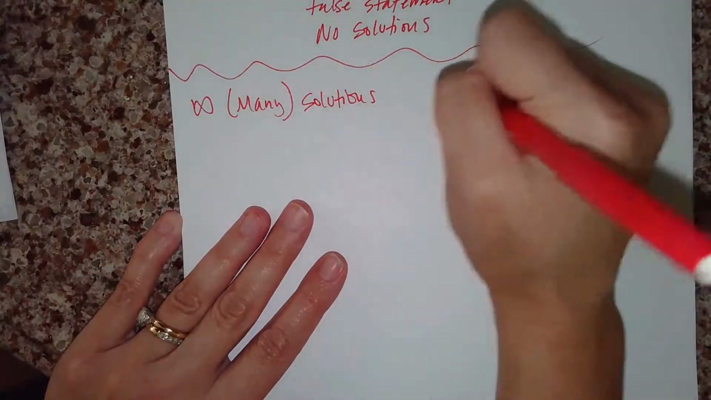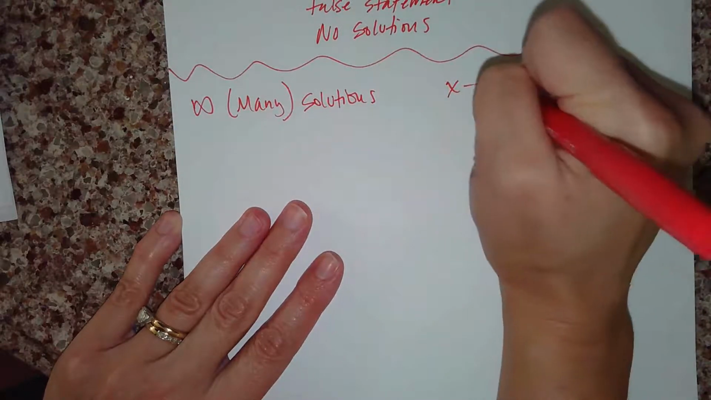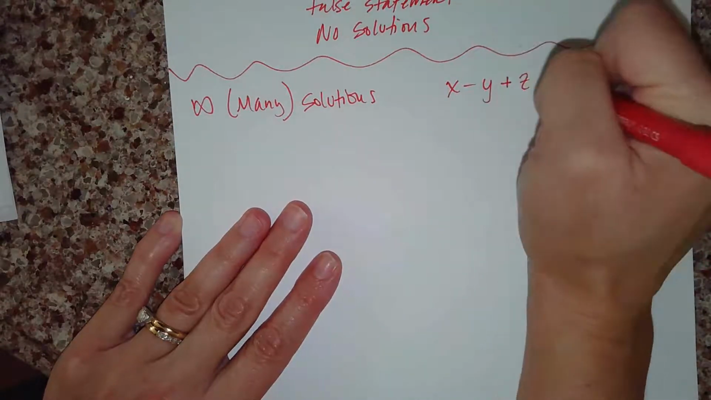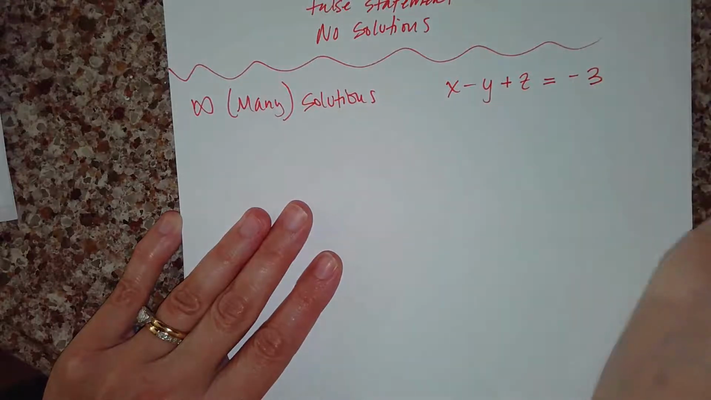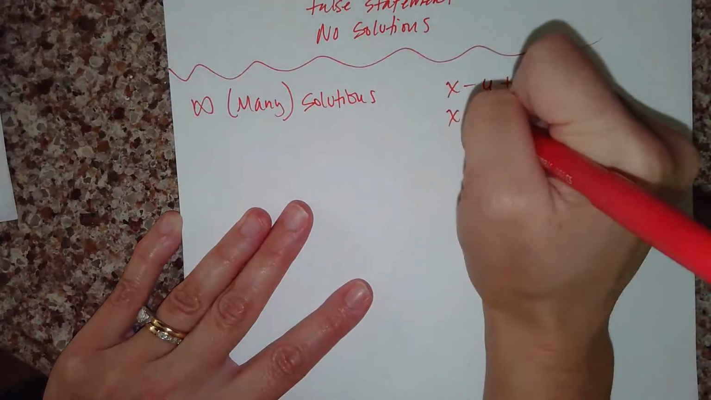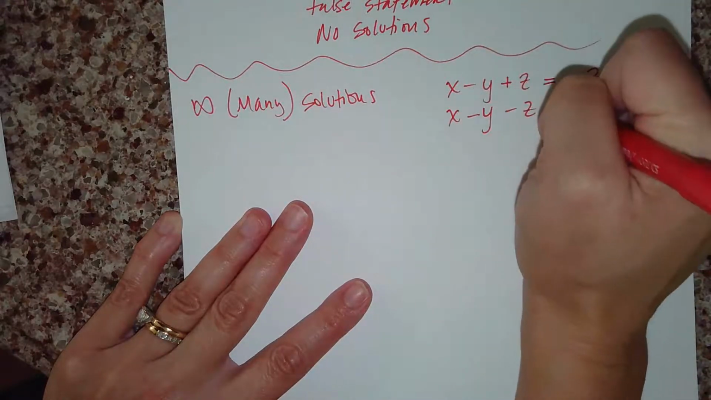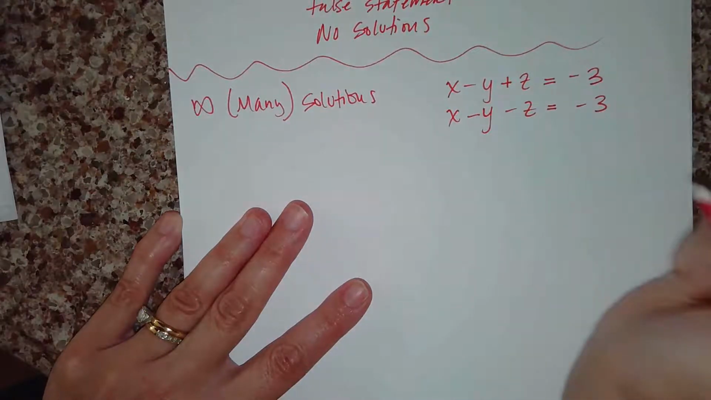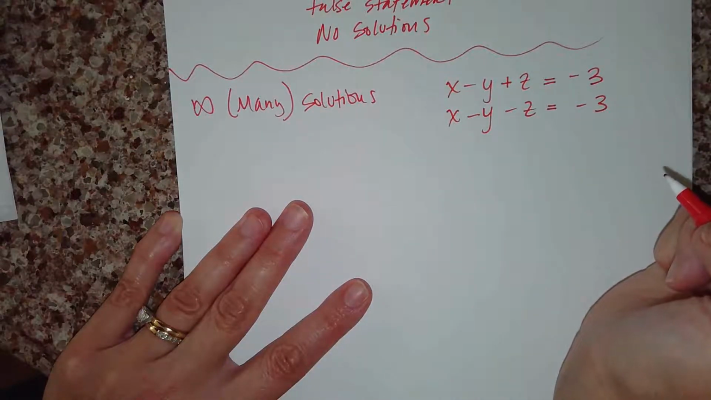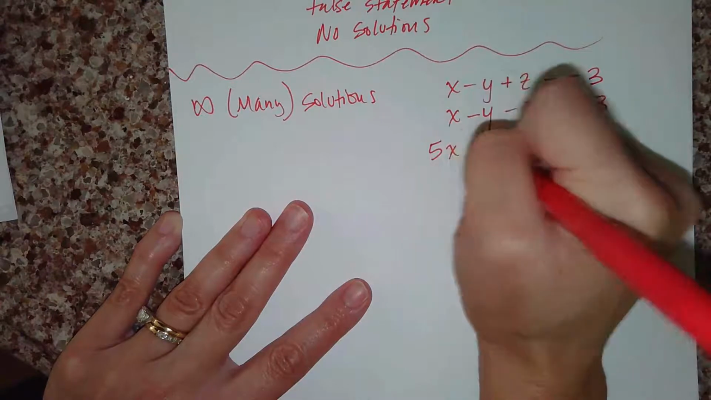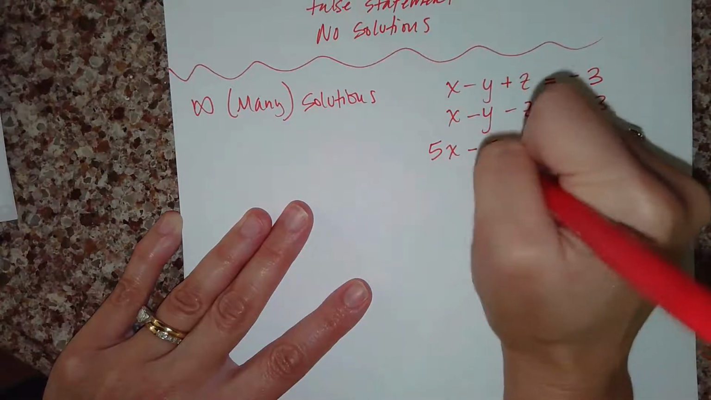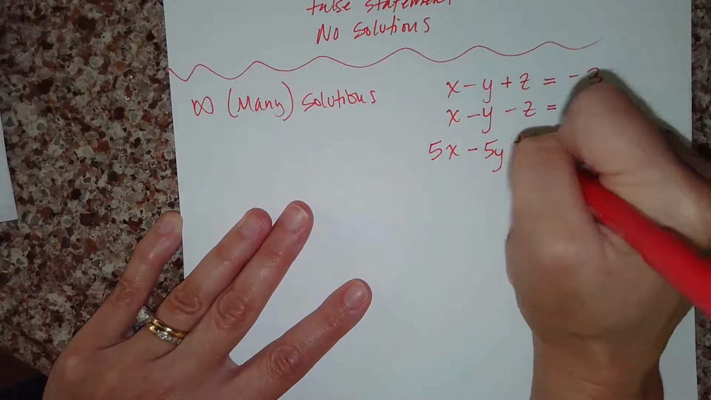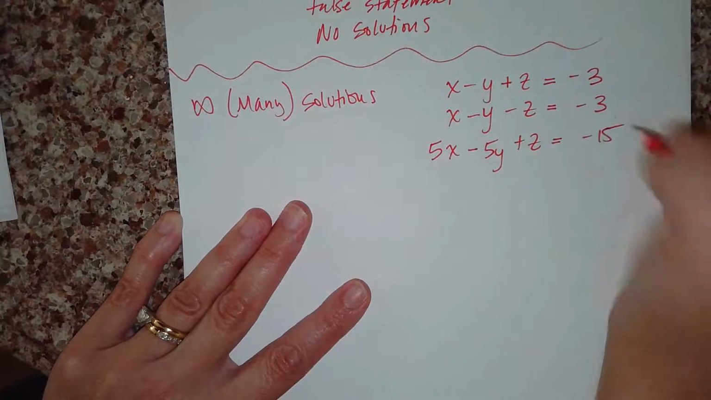So let's go with x minus y plus z equals -3, x minus y minus z equals -3, and 5x minus 5y plus z equals -15.